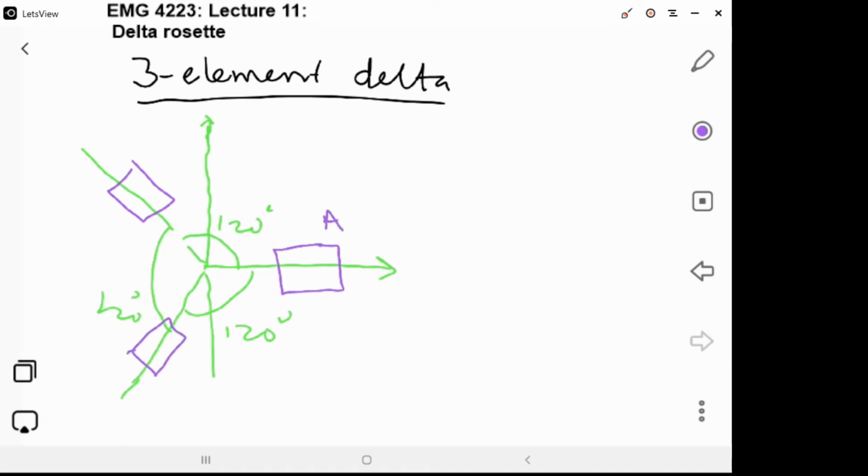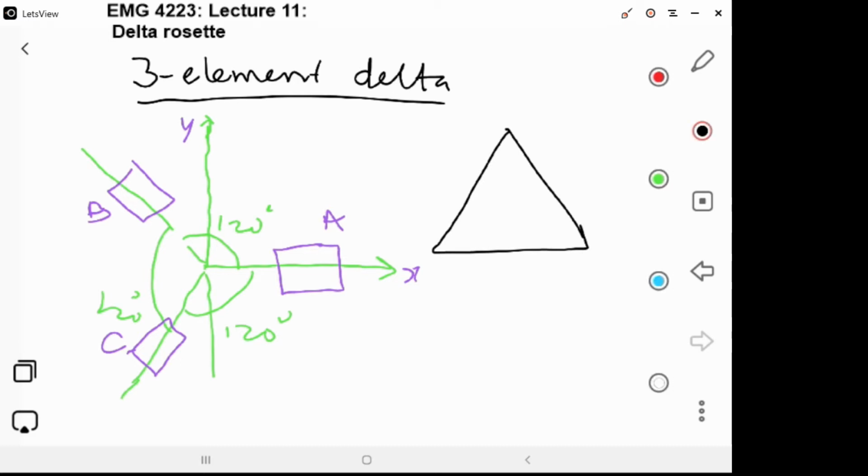So if this is strain gauge A, this is B, this is C. And then this is an X and Y axis. This can also be arranged as one in the X axis, and the angles here: this is 60 degrees, this is 60 degrees, here this is 120. Equilateral triangle. So this is A, B, and C.